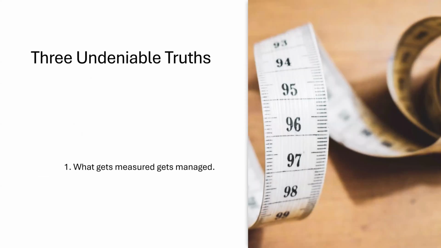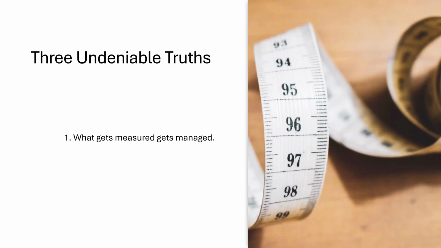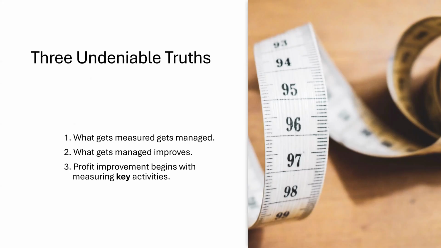We talk about 3 undeniable truths. What gets measured gets managed. That means if we're keeping track of it or monitoring it, we're going to manage it better, especially if we have benchmarks to compare it against. What gets managed improves, right? So we want to make sure that we get those numbers that we really come to understand can tell us the success of our business. How can we improve those? What levers can we pull? What buttons can we push to make sure that that's successful for us? And then profit improvement begins with measuring key activities.